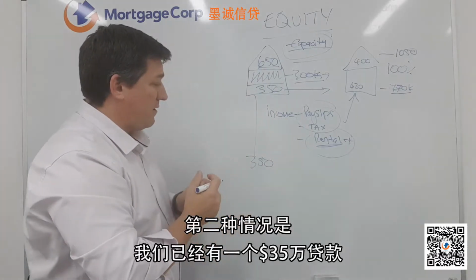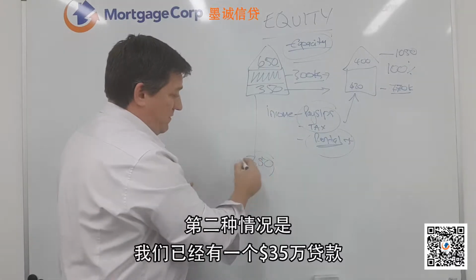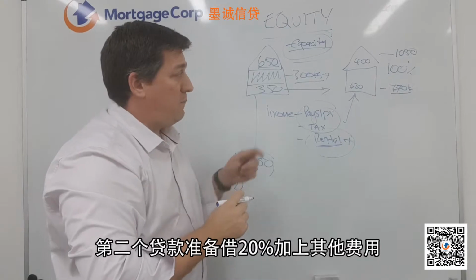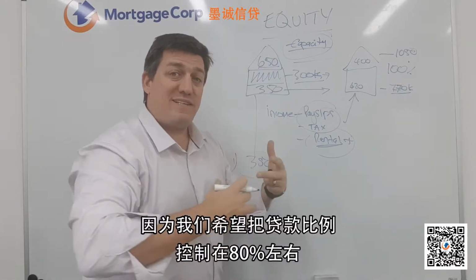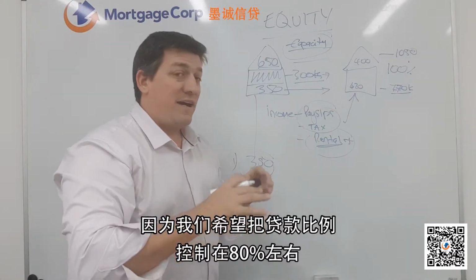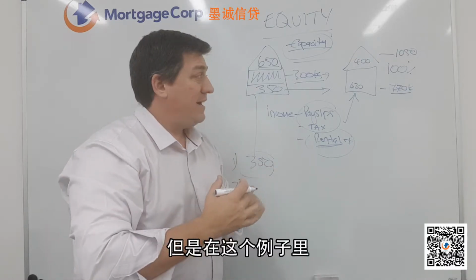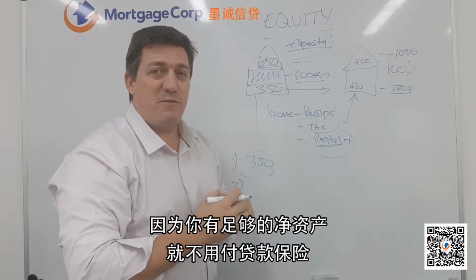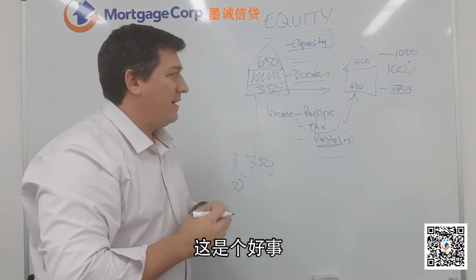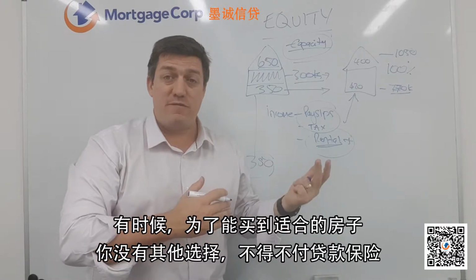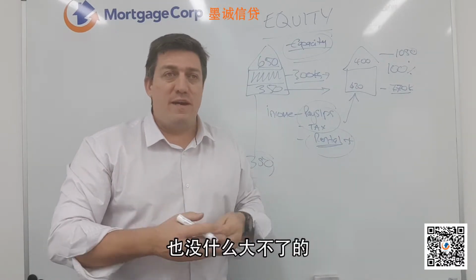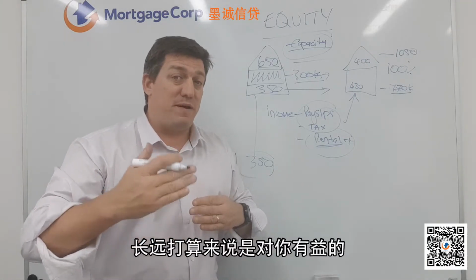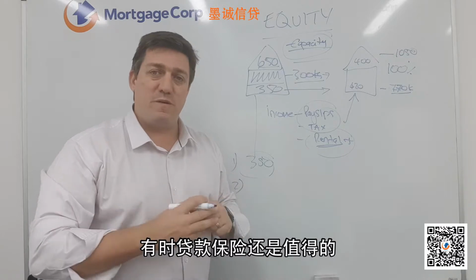So the second scenario is we already have a loan of $350,000. We're looking at a second loan for 20% plus cost of the new purchase, because we like to keep our LVRs around the 80%. It's not that it's a rule or you have to. In this scenario, because you have access to good equity, it's actually worthwhile not paying mortgage insurance, and that's a good thing. In some cases you do have to pay mortgage insurance, well, so be it. If you don't have any other options, but you can work out your cost basis that it's actually going to put you in a better position in the future, sometimes it's worth considering.